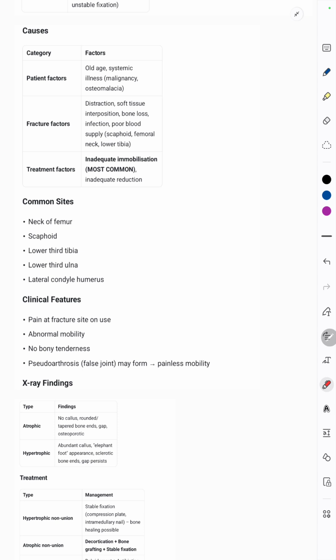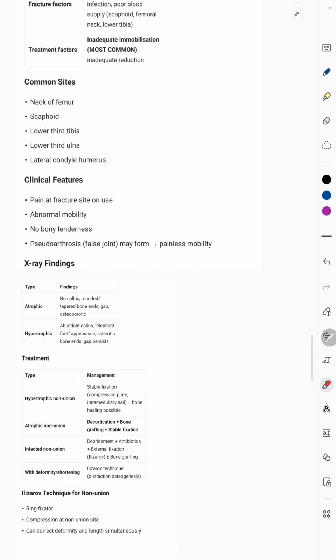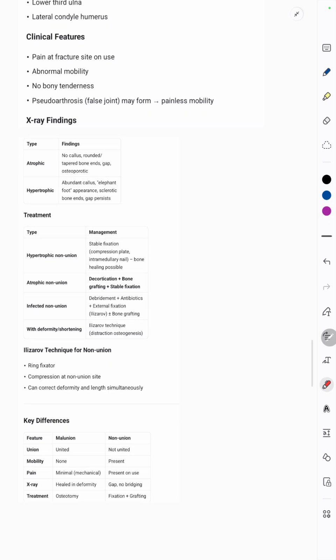So F stands for the neck of femur, L stands for the lateral condyle of the humerus, then the U and the T stand for the lower one third of the ulna and the tibia, and S stands for the scaphoid fracture. So FLUTES is the mnemonic. Then the clinical features: there is pain at the fracture site, there is abnormal mobility at the fracture site, and there is no bone tenderness. The X-ray findings: if it's atrophic in nature, the bone gap is seen and no callus is seen. While in hypertrophic, there is an elephant foot sign that can be seen because of abundant callus.